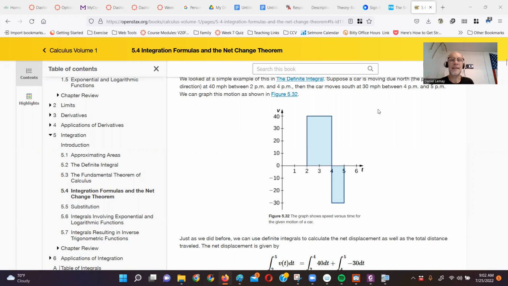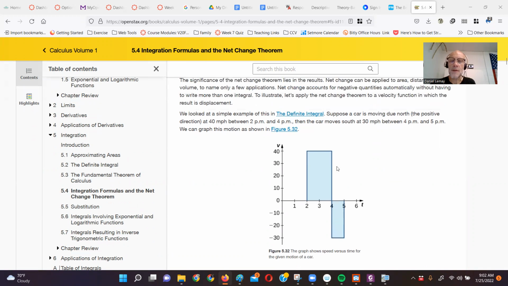So this is some car. I guess it's moving at a constant velocity of 40, and then it puts it in reverse at a constant velocity of 30 in reverse. Boy, they're going fast. Oh, I guess it's moving south. I see it. North and south, not in reverse.